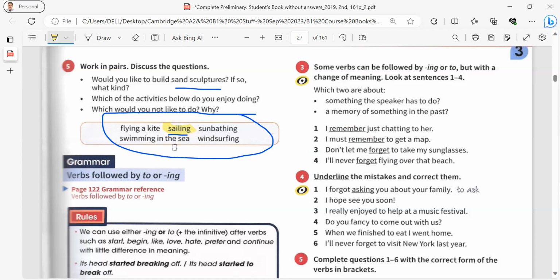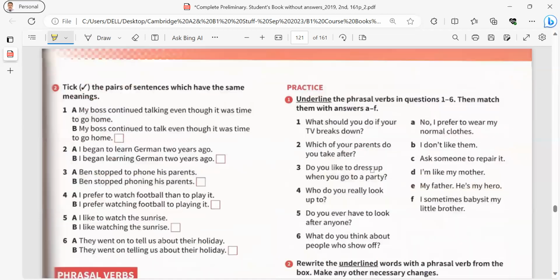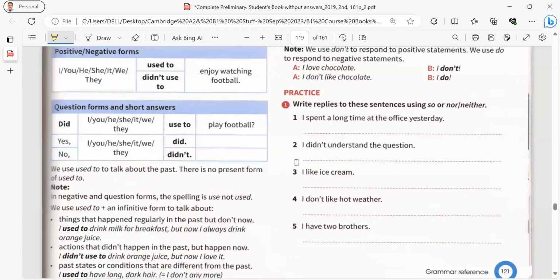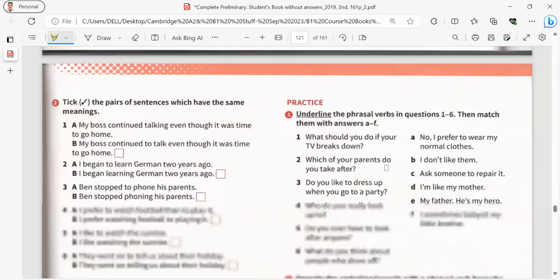Okay, so now let's move to the grammar. I think we did this before. As you know, we have some verbs where you need to write ing after the verb or write to infinitive, yani to plus verb one. Okay? Here, for example, let's go to page 112. For further practice, which verbs need the to infinitive, which ones need the gerund, and which verbs can take both ing or verb.